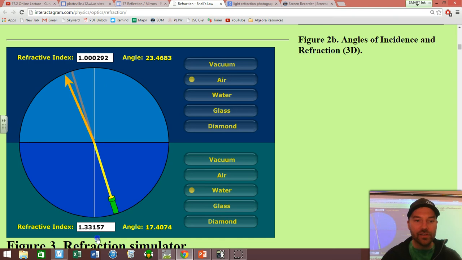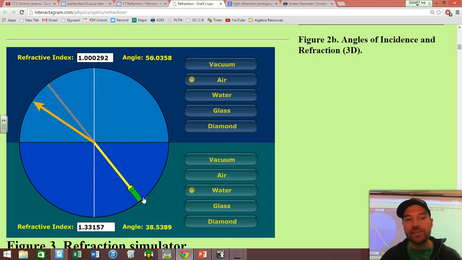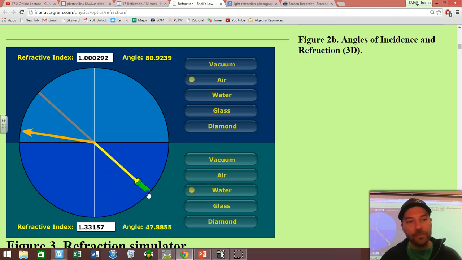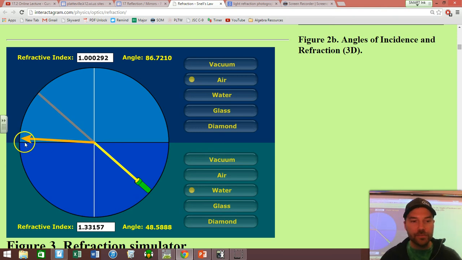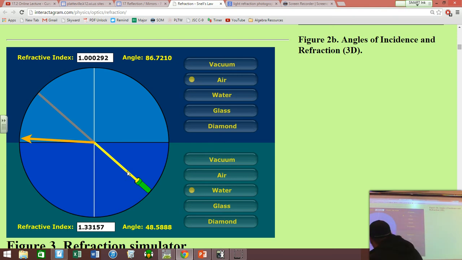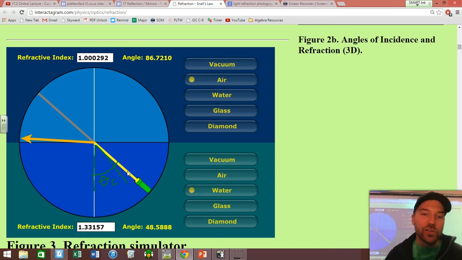Now going out is a little bit different. As I bring this out, you'll see that the refracted angle gets bigger and bigger until this refracted angle goes right along the surface. We actually call this the critical angle. This is a critical angle. It's critical when you're trying to get out of something more dense.